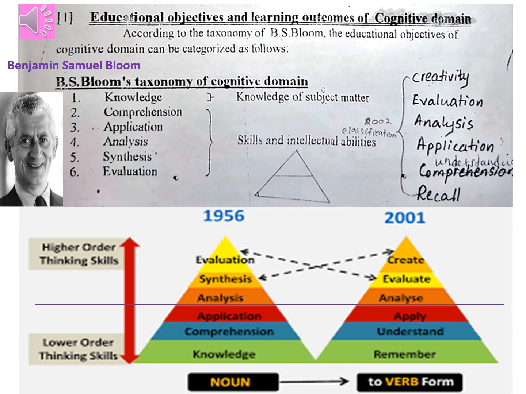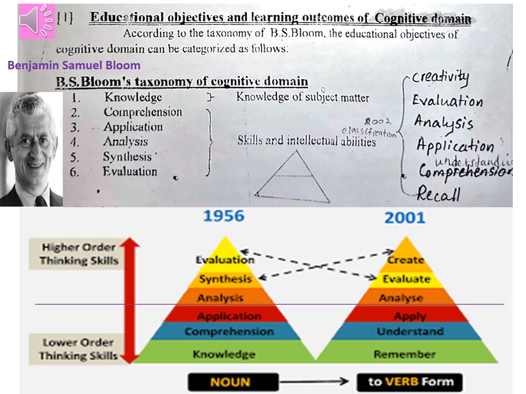Now, if we go to this colored picture down there, B.S. Bloom put forward his taxonomy in 1956. According to that, there's a hierarchy. This triangular, top to bottom. The base is knowledge, subject matter. Then comprehension, application, analysis, synthesis, and evaluation. You can see there's a big red arrow.